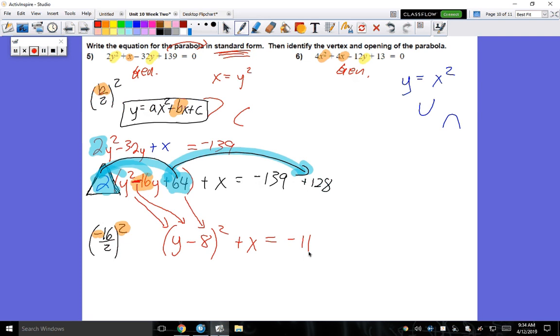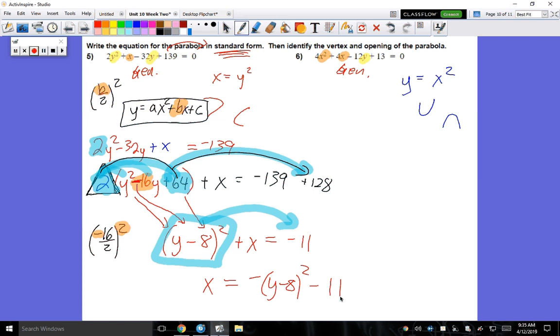So now what I want to do is I want to just get x by itself and make sure it's horizontal. So I can say I'm going to subtract this piece over the equal sign so that I have a negative y minus 8 squared. And then we're going to have this minus 11 over here. We just have to make sure that when we complete the square, that I almost forgot to put, that this coefficient that we GCF'd out also goes through. So it's going to be a negative 2 times y minus 8 squared minus the 11, and this would be my standard form for the parabola.